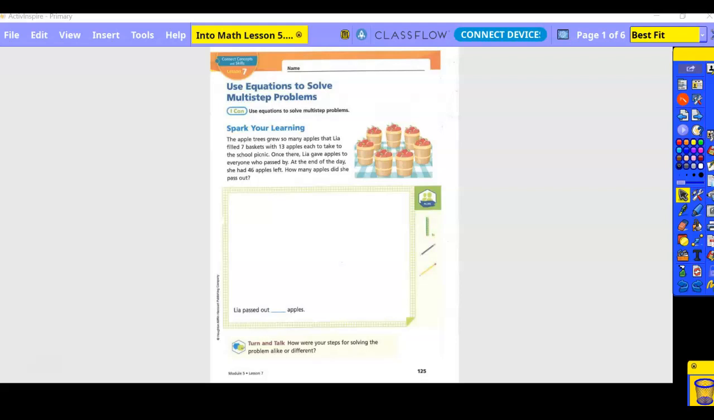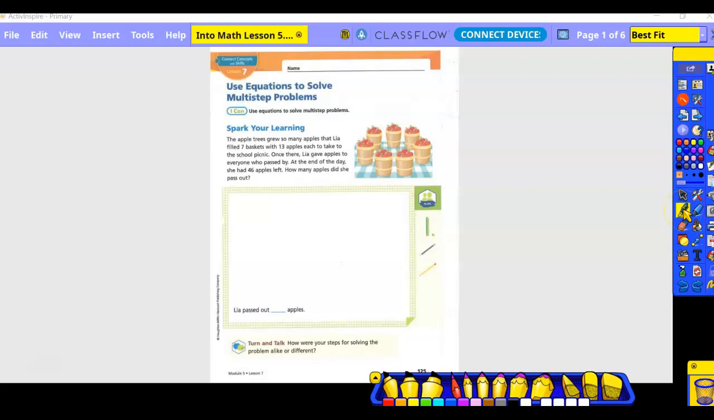So it's, of course, a multi-step problem, so it's not just going to be one step. So we're going to draw our information, 7 baskets with 13 apples, and then as each person passed by, she gave some out. She had 46 left. How many apples did she pass out? So our first step is going to be 13 times 7 to figure out how many total apples we have. 7 times 3 is 21. Carry my 2. 7 times 1 is 7 plus 2 is 9. So we have 91 total apples.